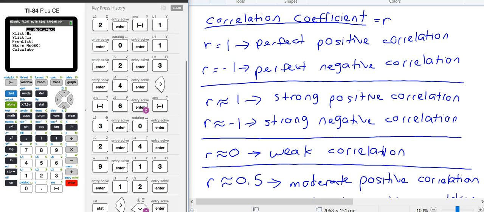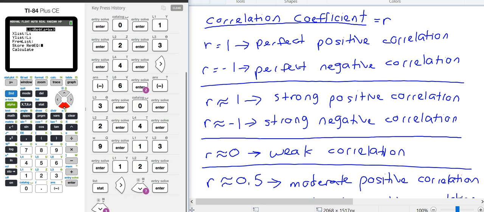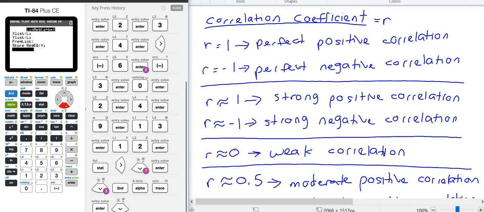We don't have a frequency. Let's store the regression equation in y1 so we can see how it looks when it's graphed. So we're going to press alpha, trace, and enter over y1, and scroll down to calculate.